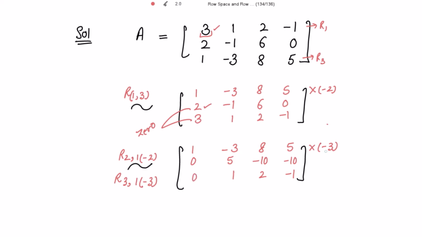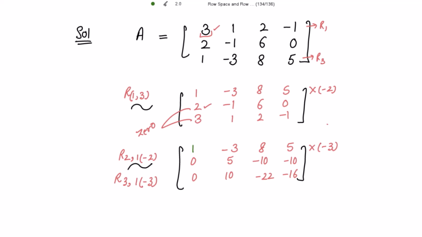Multiplying -3 with -3 we get 9, and adding this to 1 we get 10. Multiplying 8 with -3 we get -24, and adding this to 2 we get -22. Multiplying 5 with -3 we get -15, and adding this to -1 we get -16, right? So now this element becomes your leading element, right?